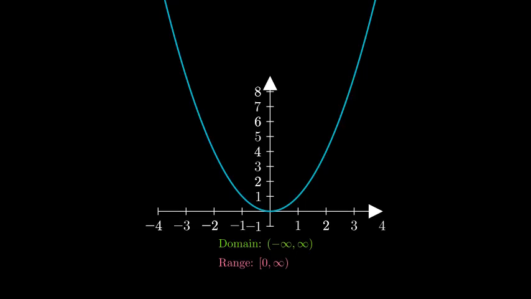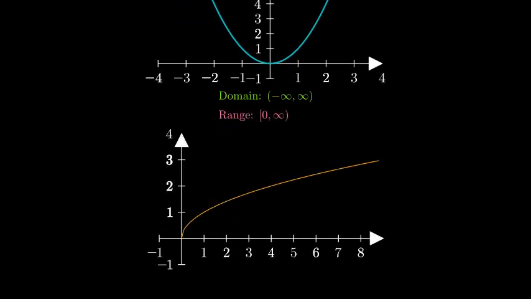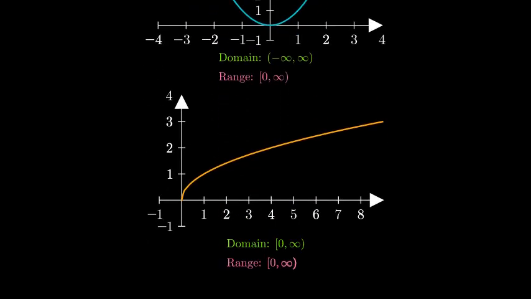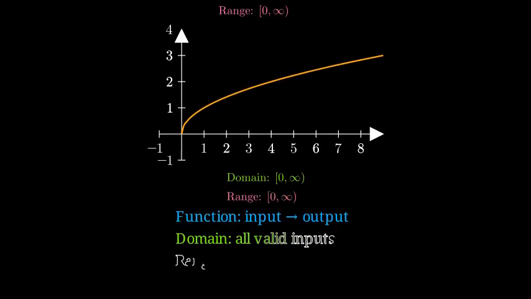Example 2, y equals the square root of x. Here, x must be 0 or greater because we cannot take the square root of a negative number. So the domain is x greater than or equal to 0, and the range is also y greater than or equal to 0. Let's see its graph. So for y equals square root of x, the domain is from 0 to infinity, and the range is from 0 to infinity.